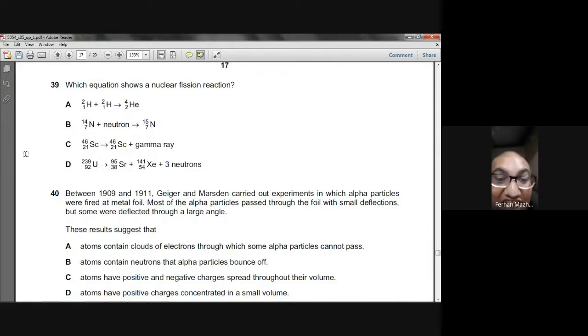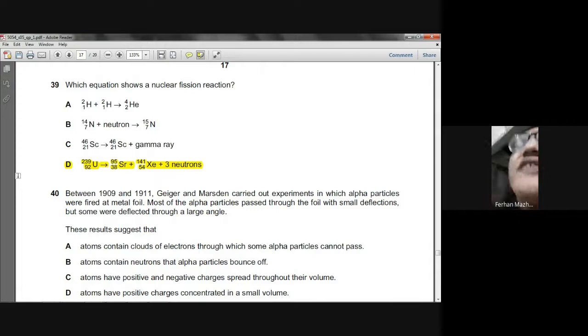You take a larger nucleus, you bombard it with neutrons, and that nucleus is broken, and smaller nuclei are formed. With that, neutrons are formed. The famous example of the fission reaction is this, where the uranium is bombarded with a neutron, and the nucleus of the uranium is broken into two smaller daughter nuclei, and with it further neutrons are produced. So D is the famous example of nuclear fission reaction.